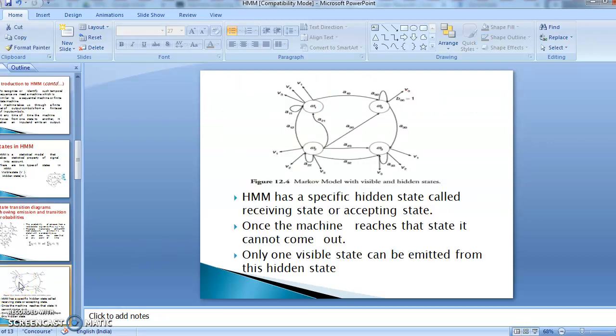Now in HMM, there is a specific hidden state, or we can call it a receiving state or accepting state. W1, W2, W3 are the hidden states, which means it accepts or receives something. Visible means it displays or emits, so that output is visible, and it emits with a probability from the hidden state. That's why it is called the emission probability of the visible state.